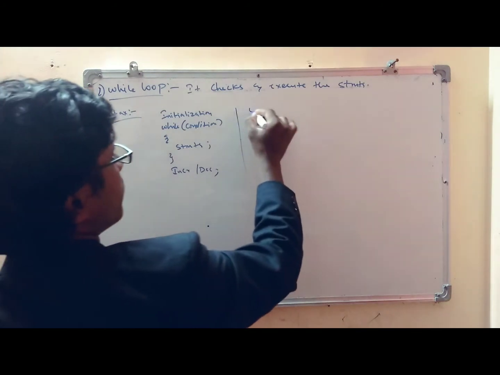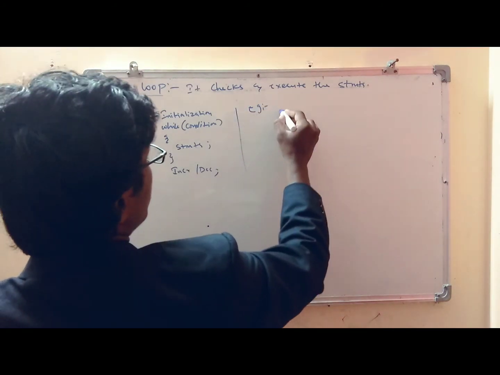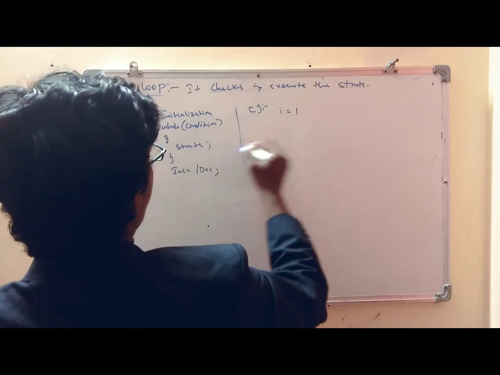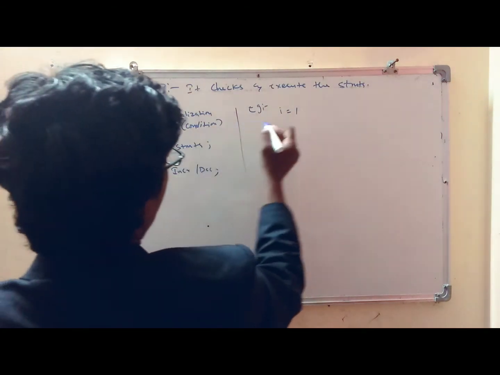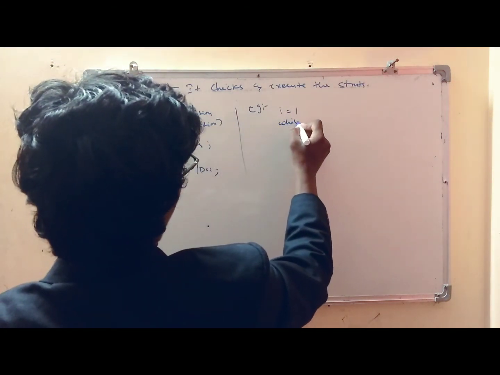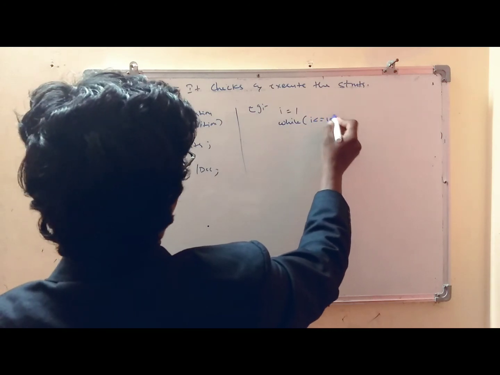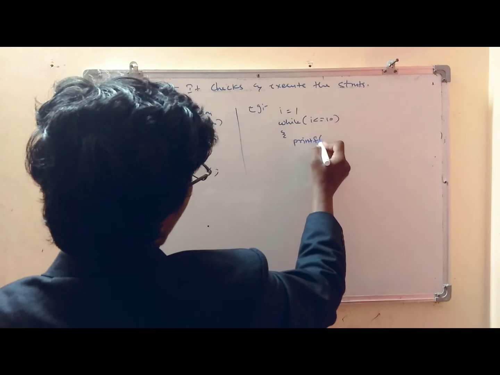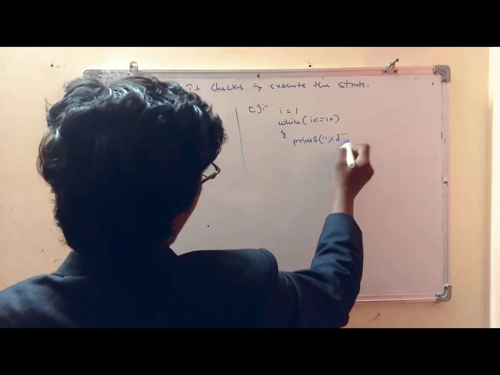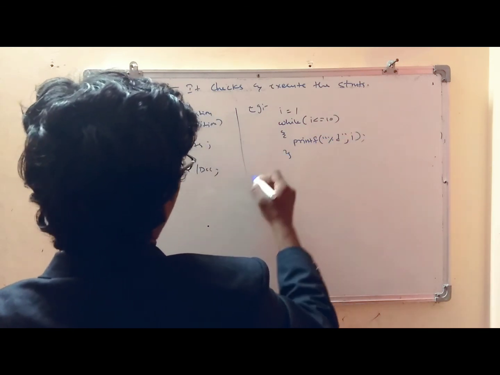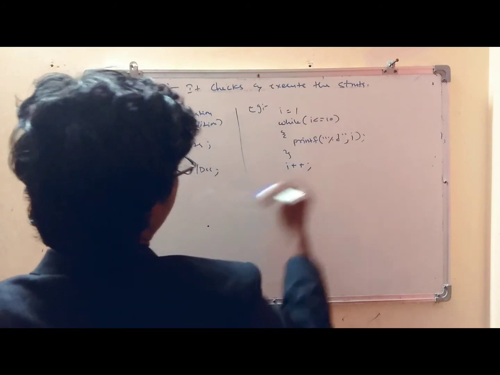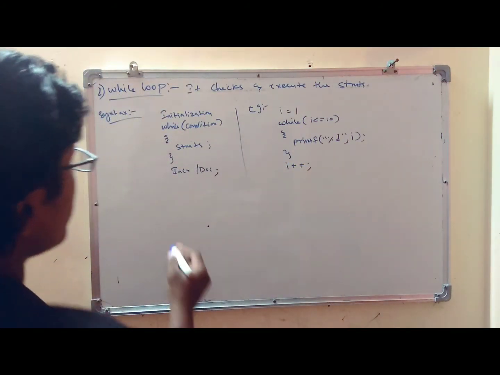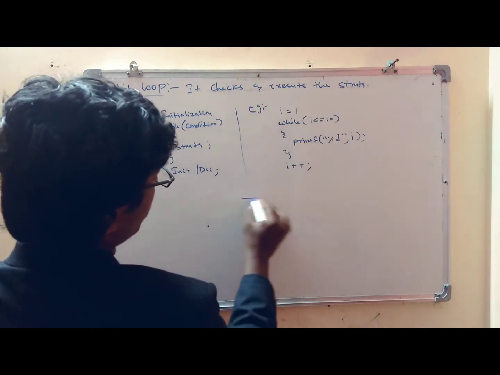And the example, directly I am writing: i = 1, the same example, while i <= 10, statement printf("%d", i), and incrementation i++. Okay, and the flowchart for this while loop.